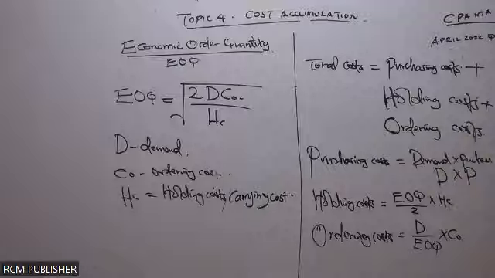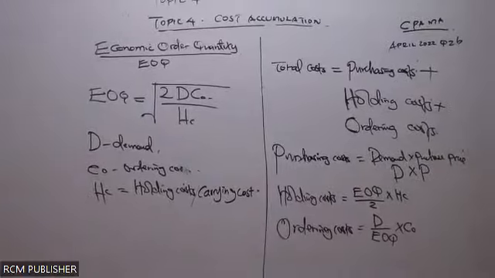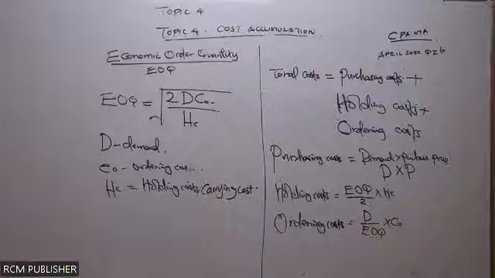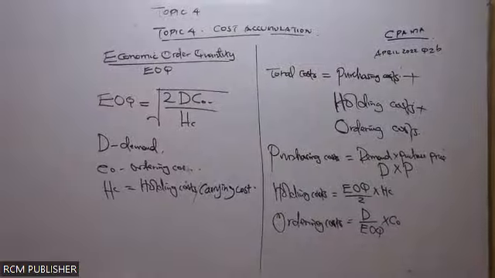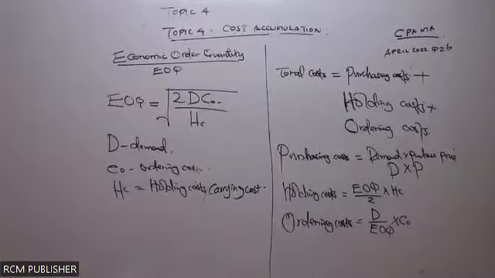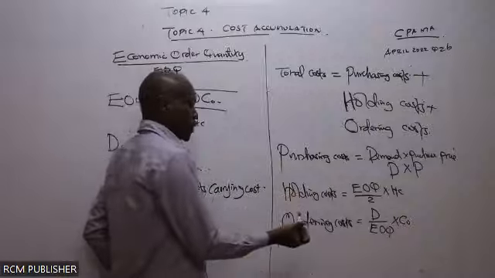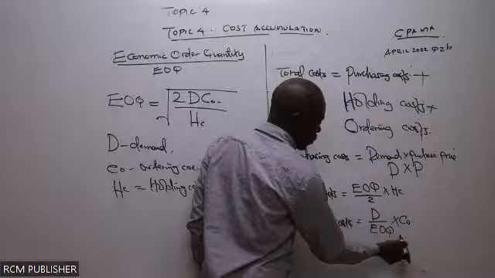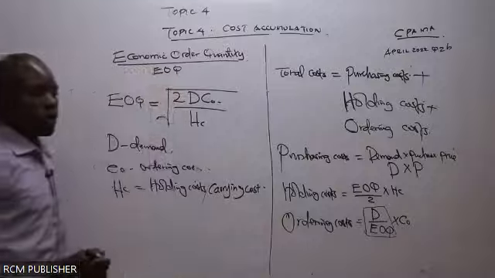So as you can see, I keep on emphasizing the number of orders times cost of making one order. I have a reason for doing that. The reason why I keep on talking about the number of orders is because you can easily get it once you have the economic order quantity. Now, this part here is the cost per order, which means this portion represents the number of orders.